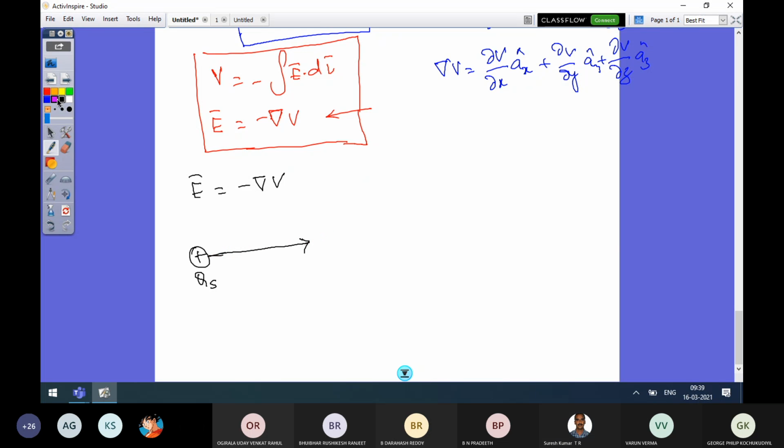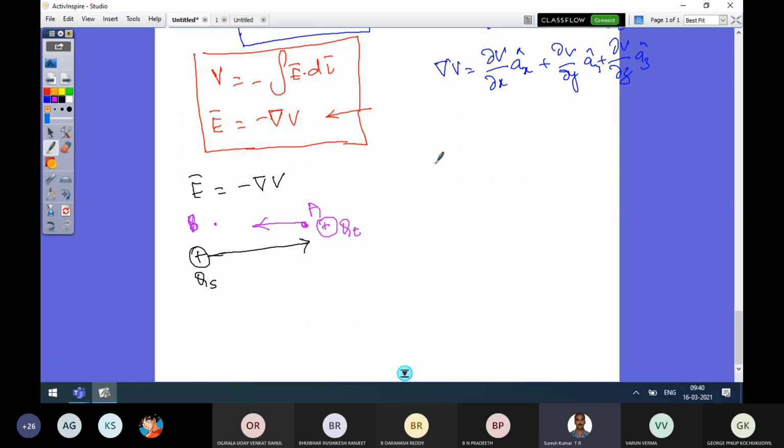Now I'm moving a test charge from point A to point B in this direction, opposite direction. Let's say the test charge is a positive charge. Now if I move from A to B, then I can claim I have done work. Hope you agree with that.